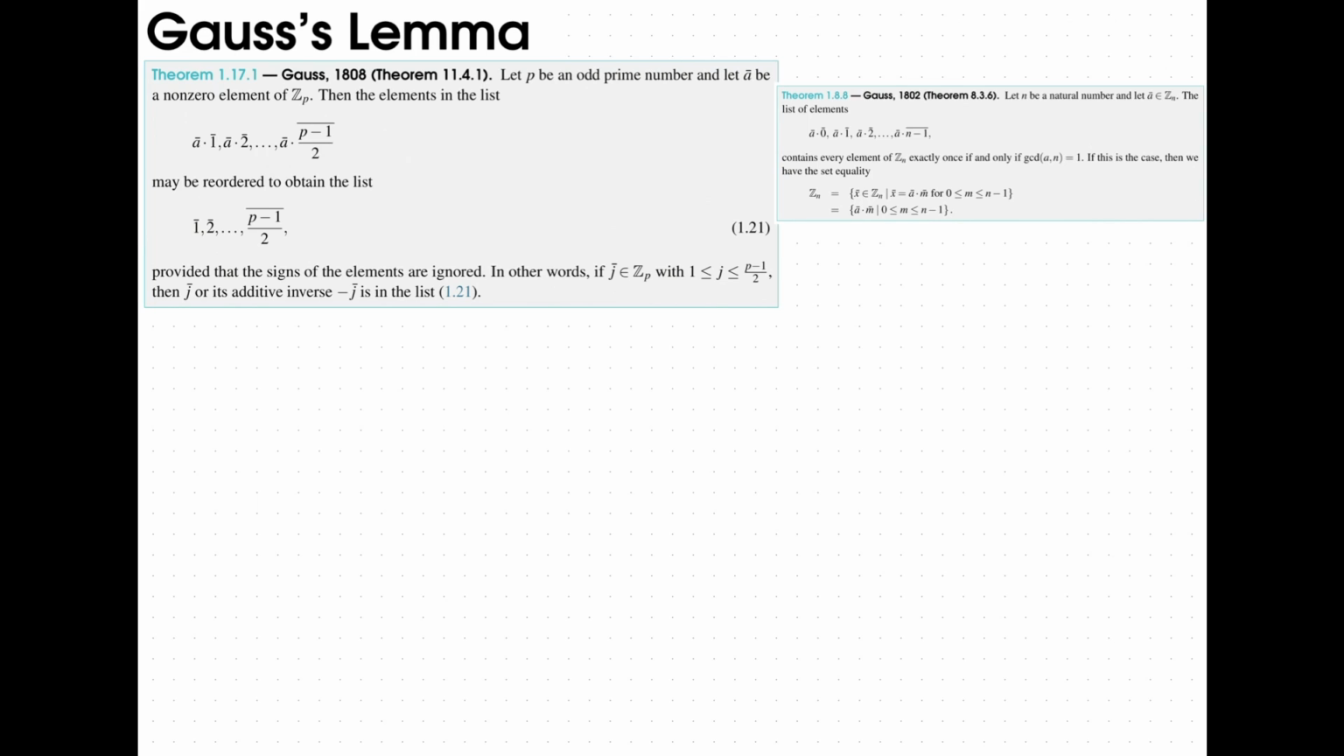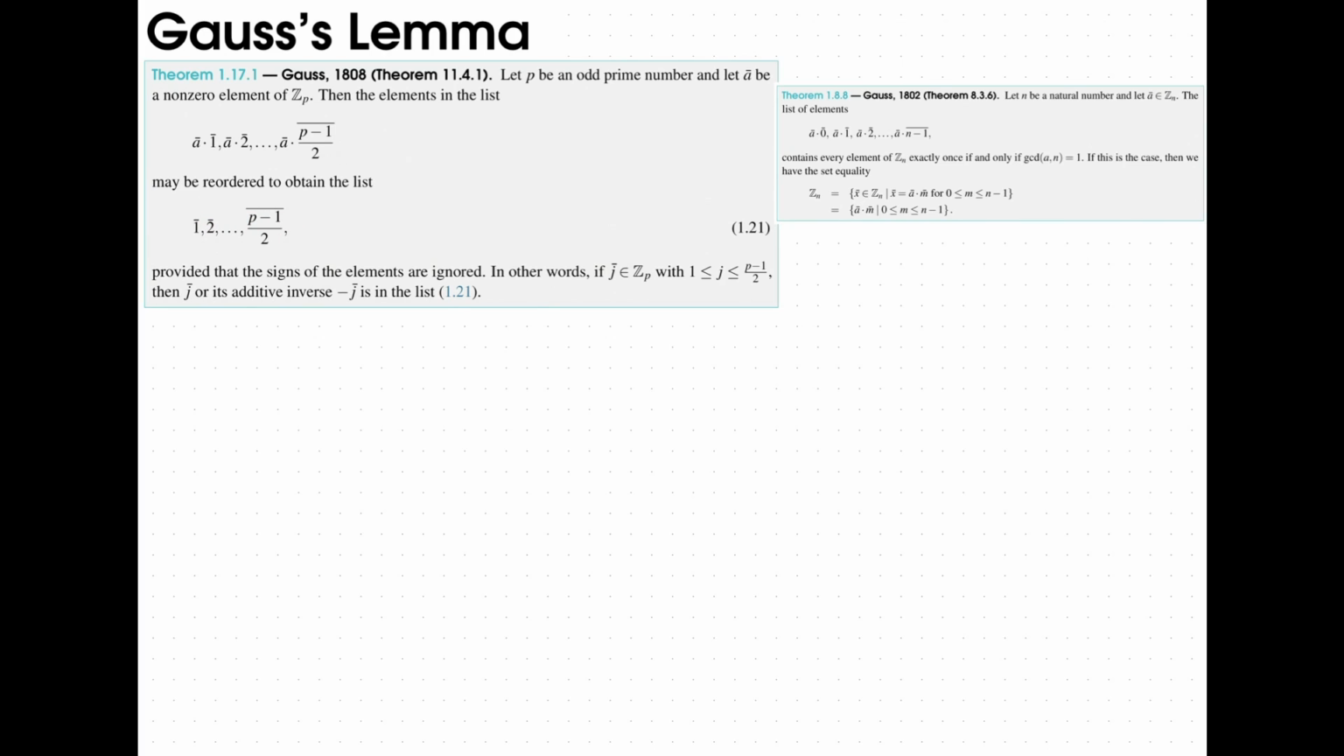So let us go ahead and get started. Let's go through Gauss's lemma and prove it. But first we need a theorem, which essentially will be our building block to proving Gauss's lemma. So what does the statement say? It says p is a odd prime, a bar is a non-zero element of the integers modulo p, and if we consider the list a bar times 1 bar, a bar times 2 bar, and we go all the way to a bar times (p minus 1)/2 quantity bar, then that list can be reordered into the list 1, 2, all the way to (p minus 1)/2 bar.